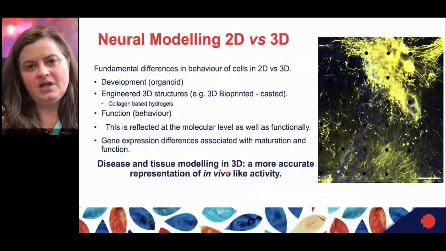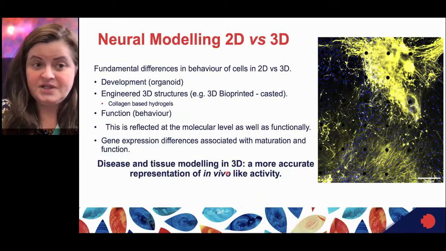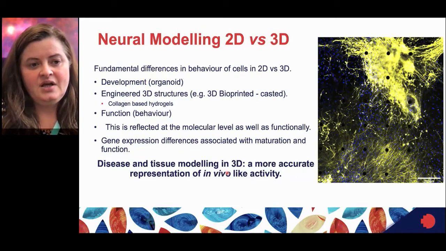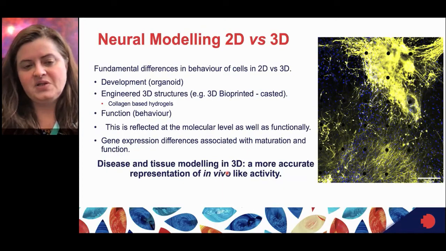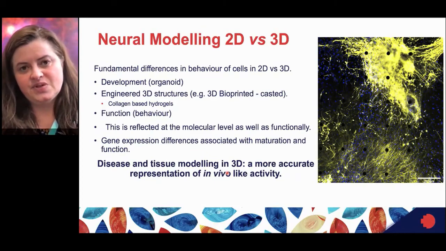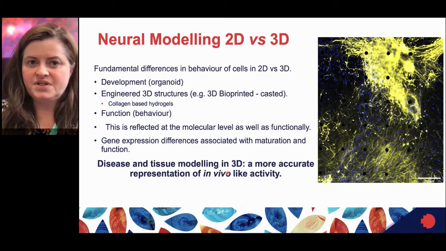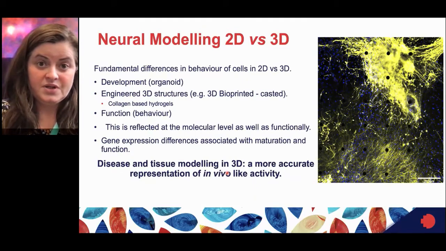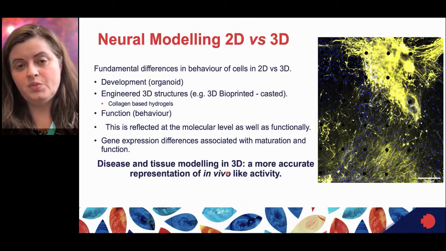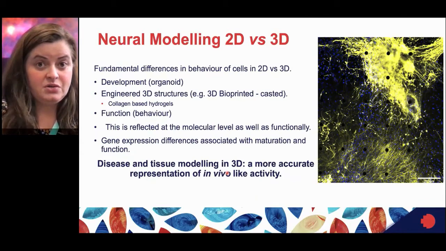Another area that we're looking at is neural modeling, and mainly 3D. We're moving away from 2D analysis, as I mentioned before. As I mentioned, there are fundamental differences in the behavior of cells in 2 dimensions and 3 dimensions, particularly in cell systems where cell-to-cell contact is important. This is really important in neural systems because we have neural networks. Nerve cells or neural cells in the brain all communicate with each other. And the brain is a 3-dimensional organ.